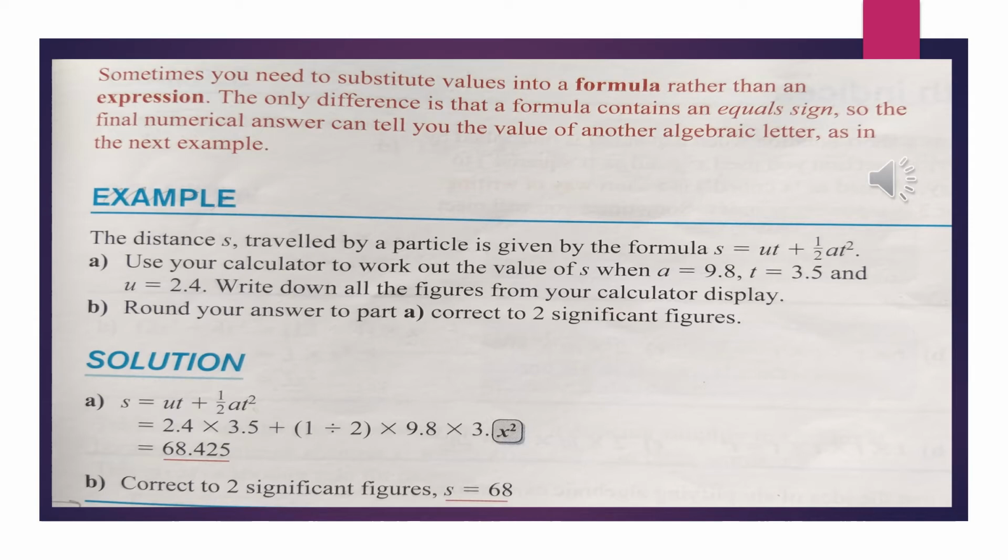Then solution for A, s equals ut plus half at squared, 2.4 into 3.5 plus 1 divided by 2, that is half, into 9.8 into 3, that is the x to the power 2 button, equals 68.425. Then part B.